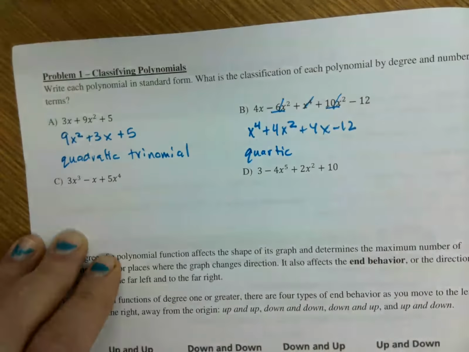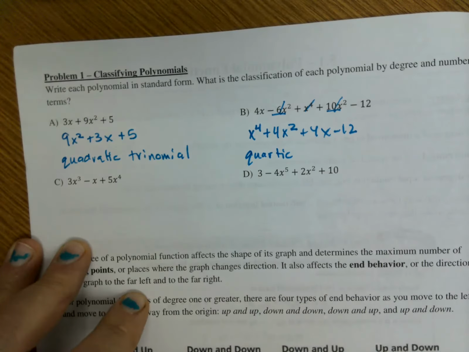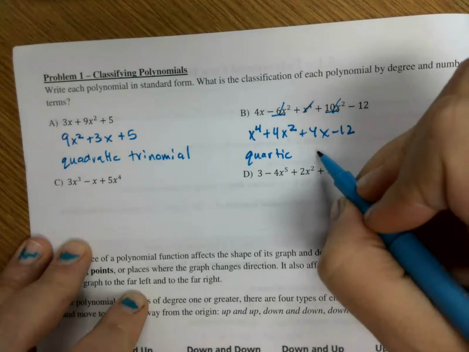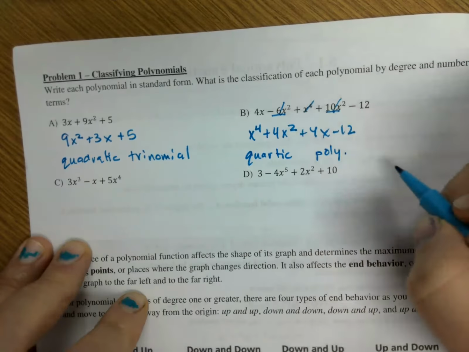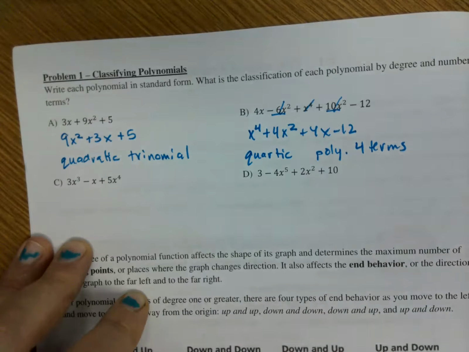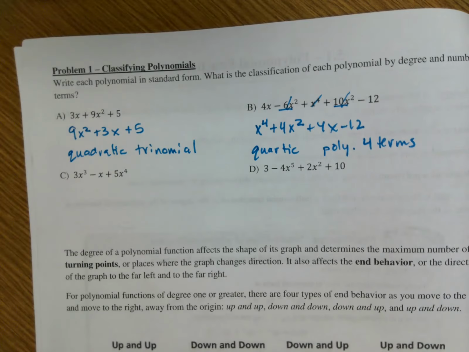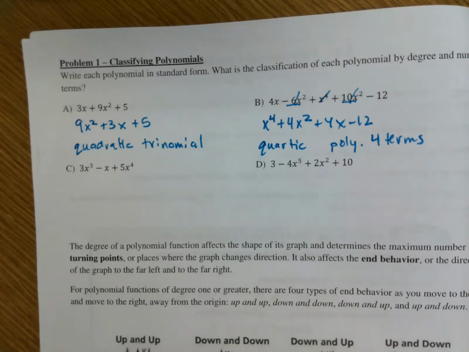because my degree here is 4. And there are 4 terms here. And anything that's 4 terms or more would be a polynomial. I'm going to say polynomial of 4 terms. Besides that, if it's by itself, it's monomial. If there are 2 terms, it's binomial. If there are 3, it's trinomial. Anything above that, you just label by the number of terms.